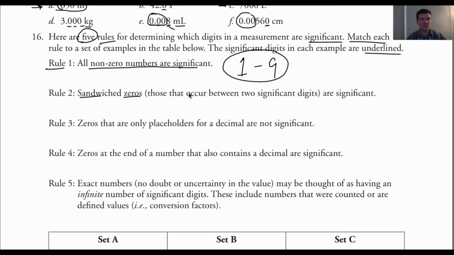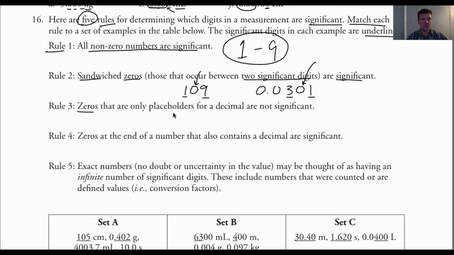Rule number 2, sandwiched zeros, those that occur between two sig figs, are significant. So if you've got 109 and the 0 is in between two non-zero digits, that 0 is significant. If you've got 0.0301, this 0 right here is significant because it is between two non-zero digits.